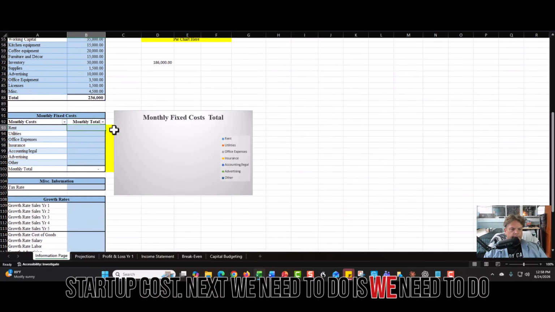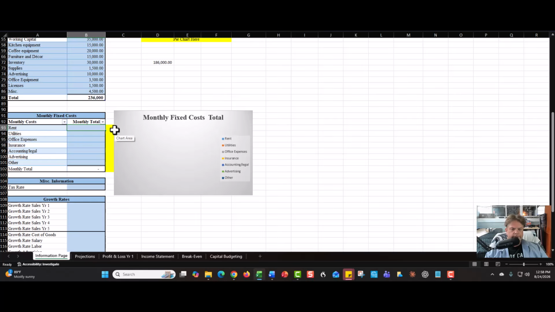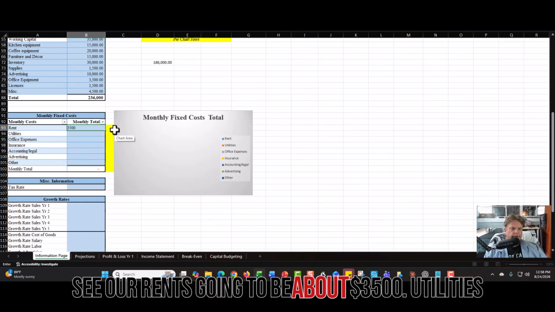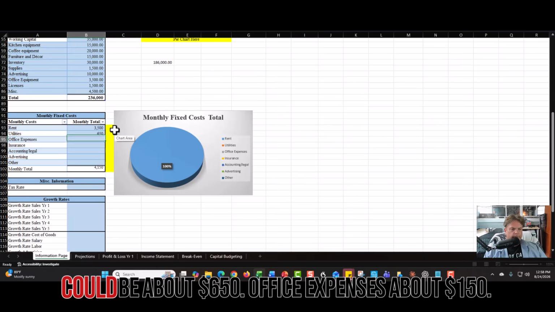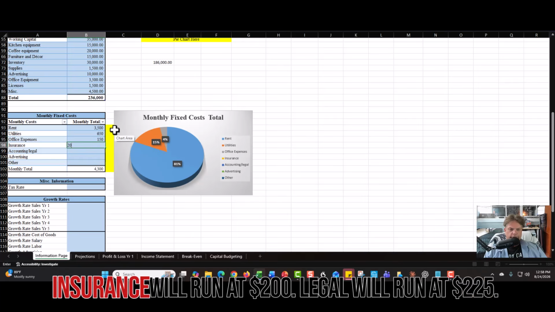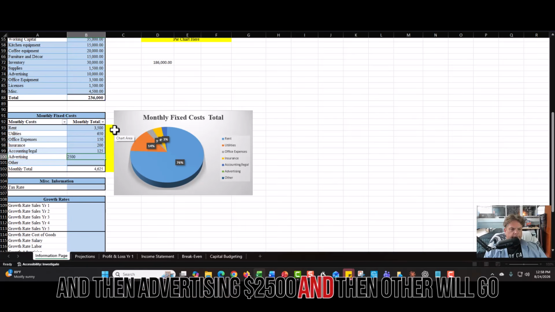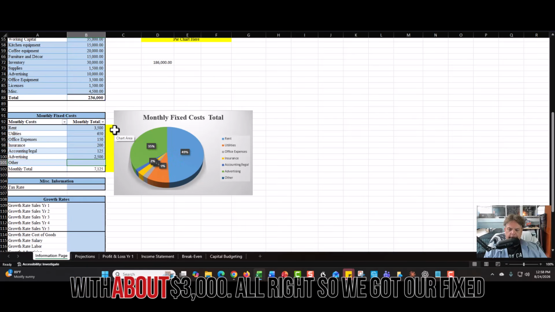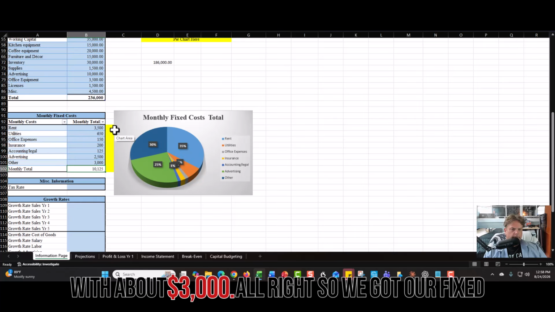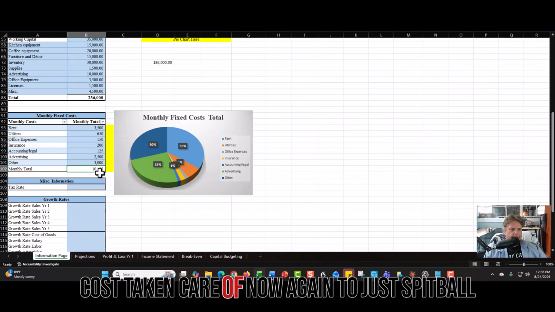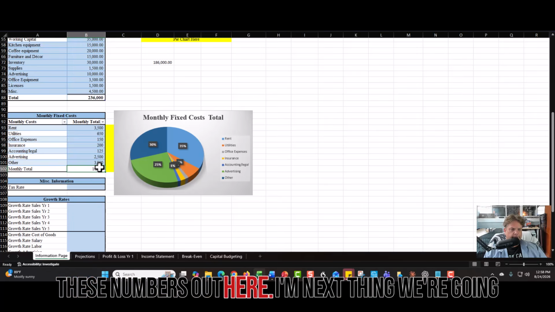Next thing we need to do is our monthly fixed costs. See, our rent's going to be about $3,500. Utilities could be about $650. Office expenses about $150. Insurance will run at $200. Legal will run at $225. And then advertising $2,500. And then other will go with about $3,000. All right, so we got our fixed costs taken care of. Now, again, just spitballing these numbers out here.